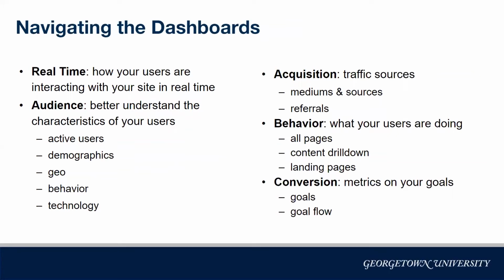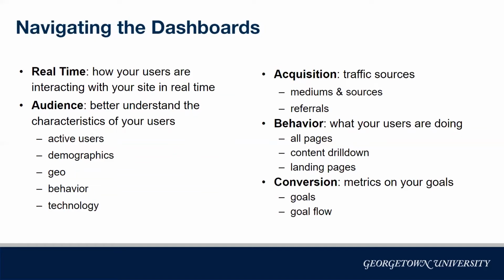Next one you'll see is audience. And the information that you'll find under the audience report is going to help you better understand the characteristics of your users. So here you'll see information on the active users that were on your site for a certain time period, demographic information on your users, where users are located, some user behavior as in are they new or returning users, as well as the technology that they're using to access your site.